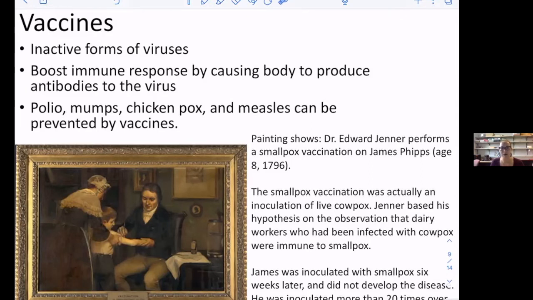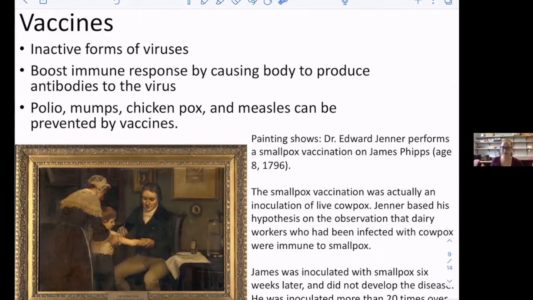So this painting shows Dr. Edward Jenner performing smallpox vaccinations on James Phipps. I don't really know why this is super important, but it shows that there was a vaccination for smallpox back in that epidemic in almost 1800. What they would do is take the virus called cowpox, which is very similar to smallpox, but it's not very harmful to humans.